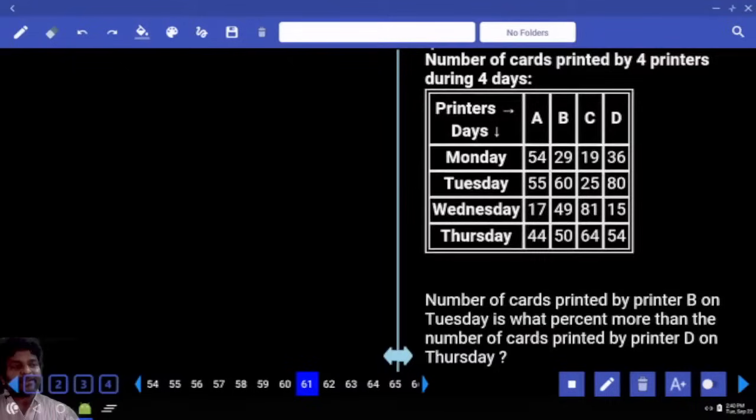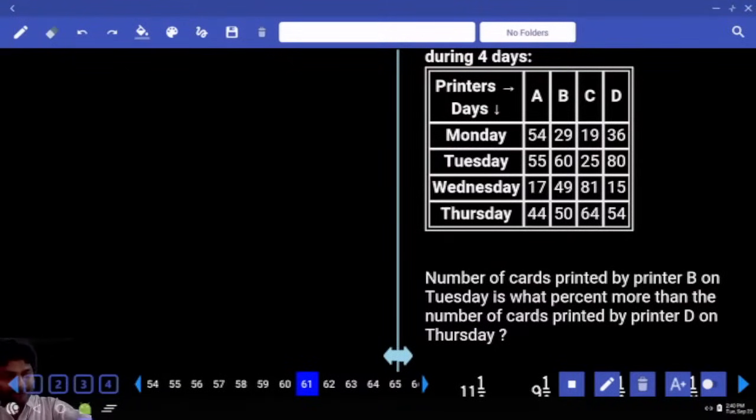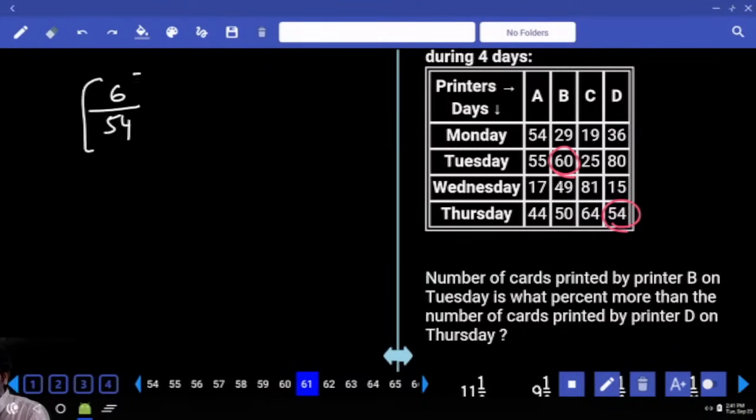Number of cards printed by 4 printers during 4 days. The table is clearly there, so we don't have to waste our time; directly read the questions. Number of cards printed by B on Tuesday, 60. Is what percentage more than cards printed by D on Thursday? With respect to 54, 60 is how much more? 6 more, in fractional form.